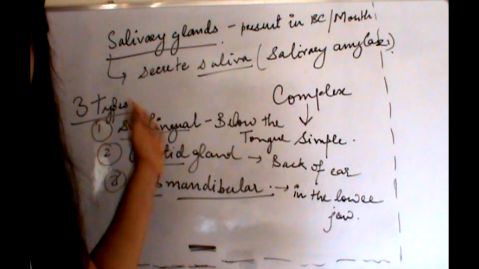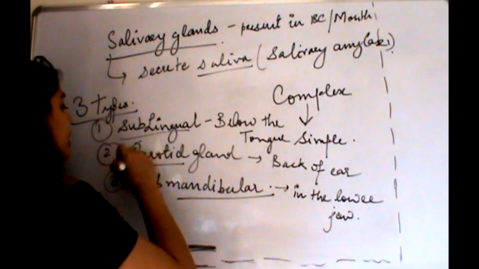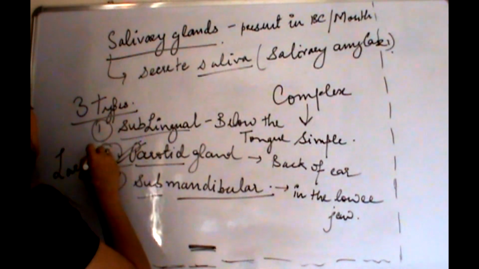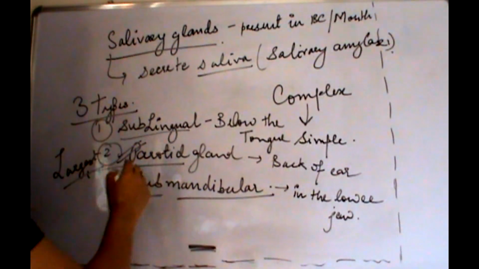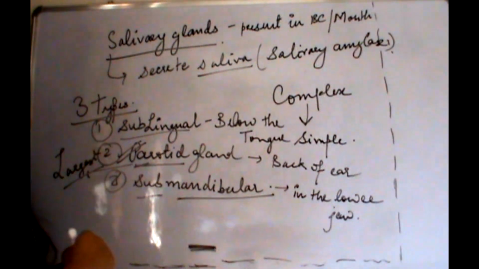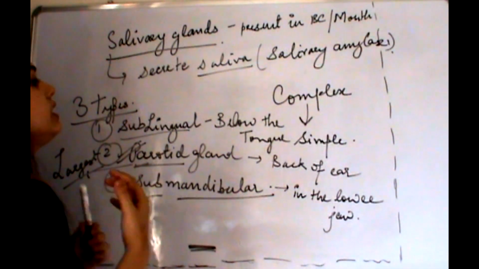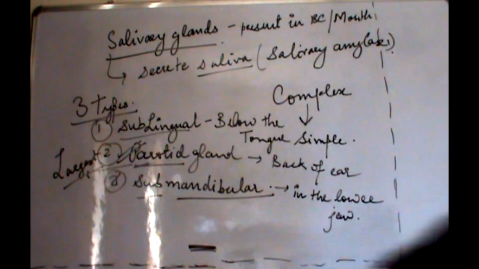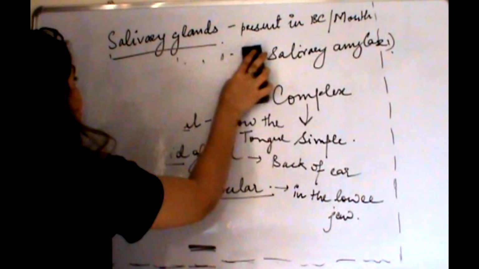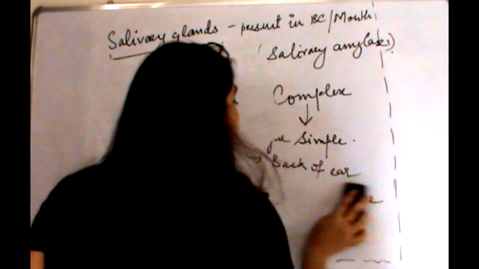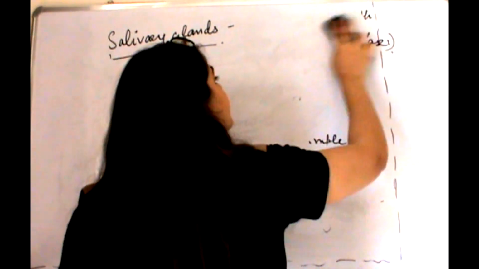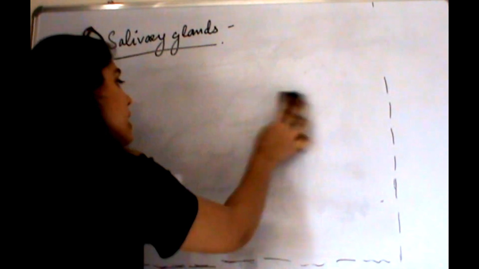Out of the 3, the largest one is the parotid gland. This is the largest one, right? Now let's talk about how much saliva is released by the salivary glands. As you know, salivary glands secrete saliva, and saliva in turn has what? Which helps in the digestion of food.